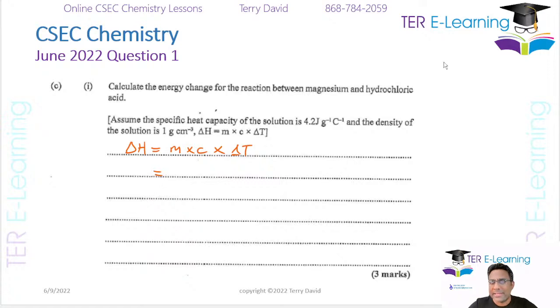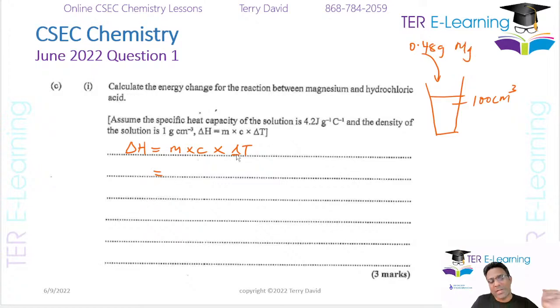Now, let's recap what happened here, right? You had a container, and that container had 100 cm³ of the hydrochloric acid, right? 100 cm³, and you added 0.48 grams of magnesium. Now, I got a lot of questions regarding what are we using for the mass, right? What are we using for the mass? Now, let's hold up on the mass for a sec, right?